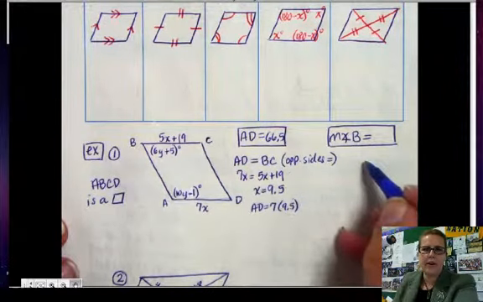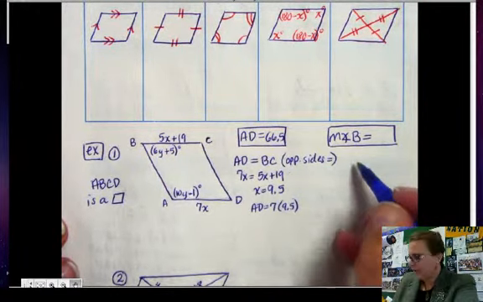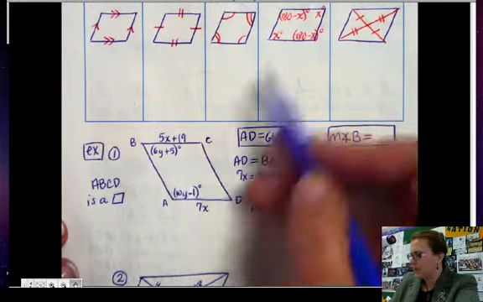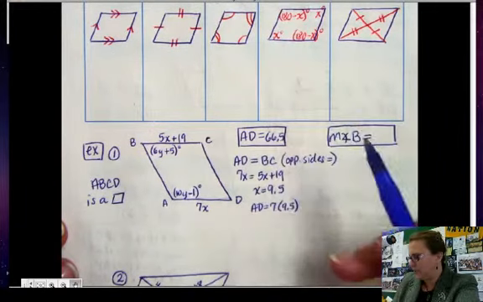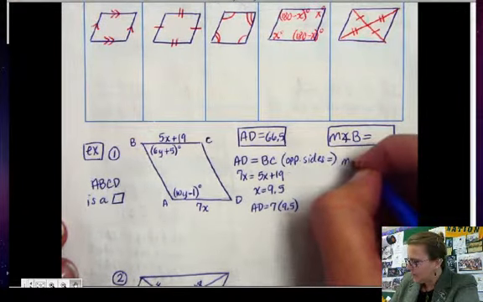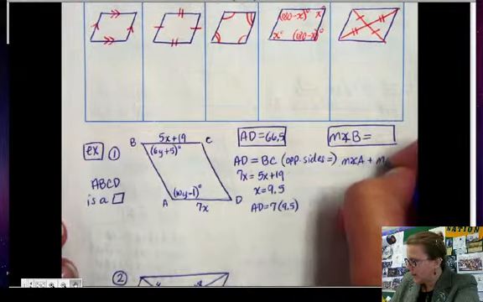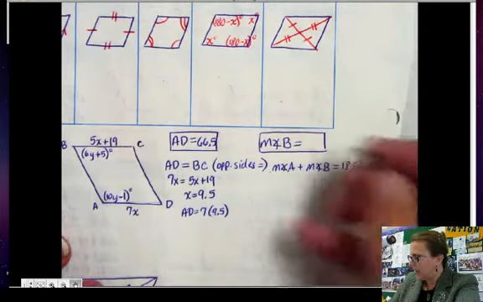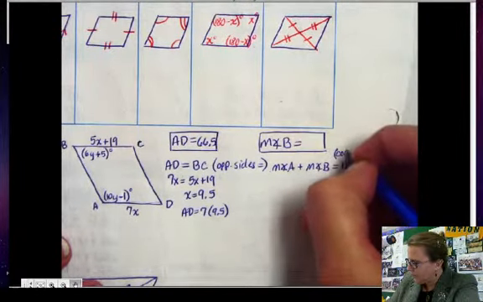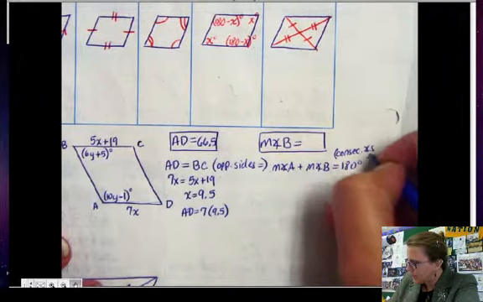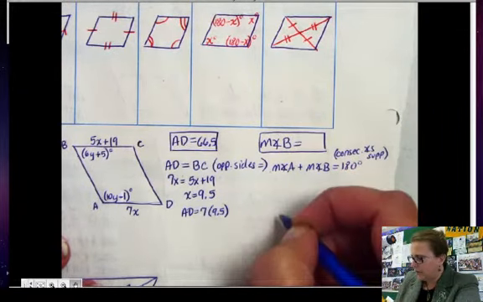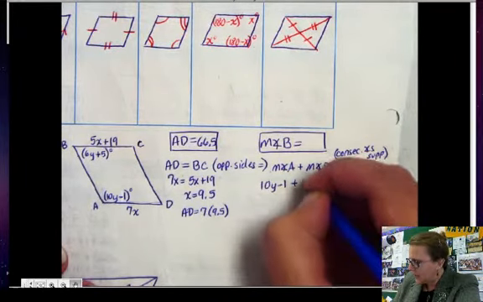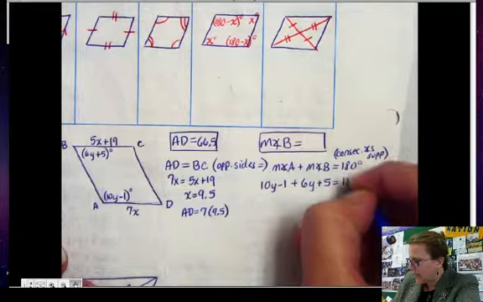Okay, now let's find out how to find the measure of angle B. Well, the measure of angle B, and I know the measure of angle A, those are consecutive angles, which means they are supplementary. So the measure of angle A plus the measure of angle B equals 180 degrees. And we know that because consecutive angles are supplementary. So now let's plug in what we know. Angle A is 10y minus 1, and angle B is 6y plus 5, equals 180.